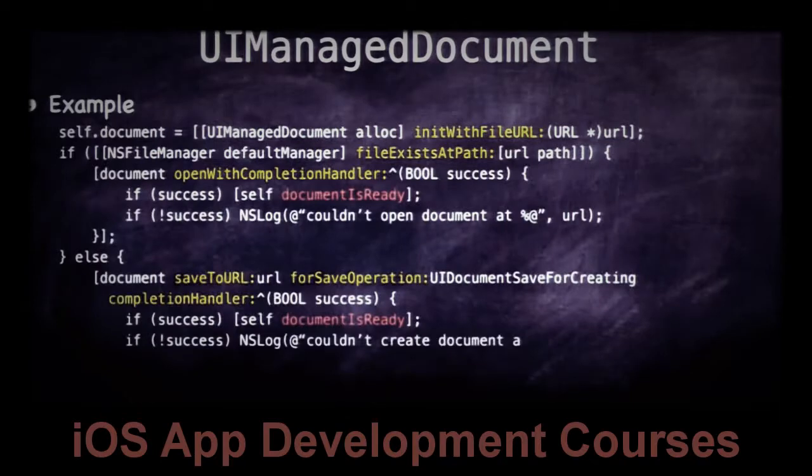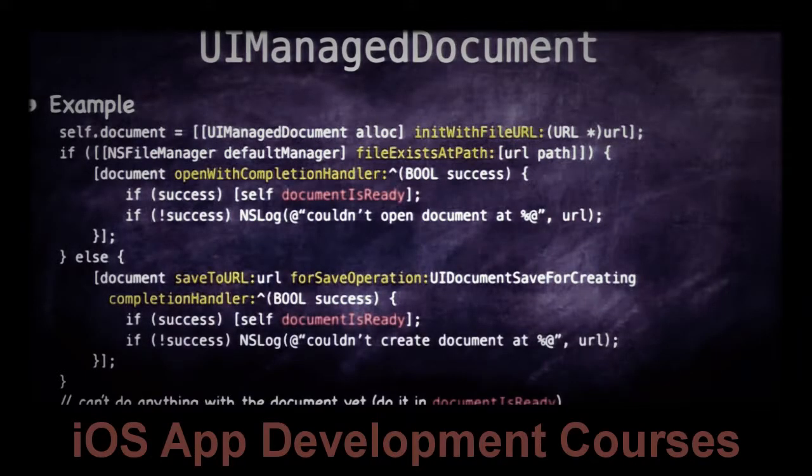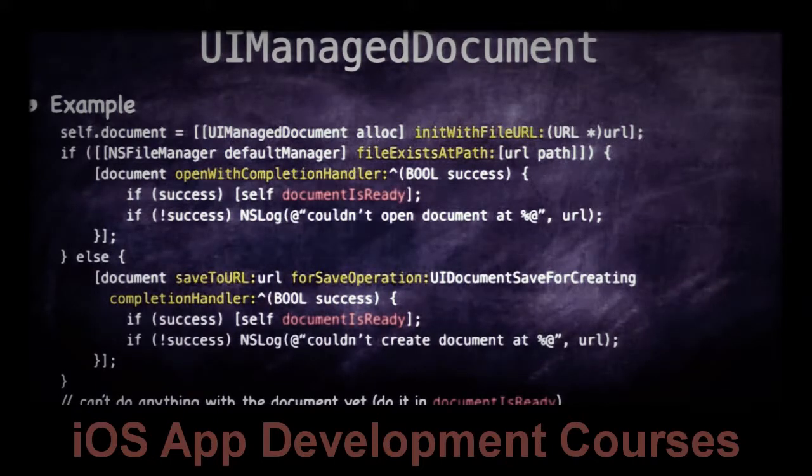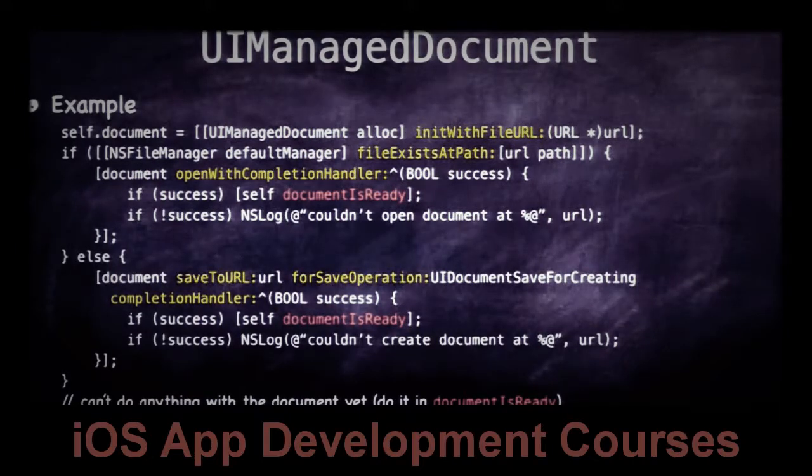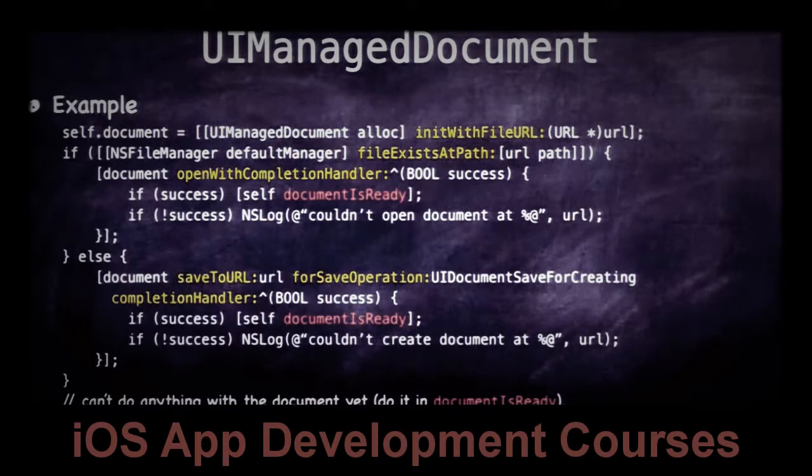All right, so let's talk about how this might look to see if the file exists, and if it does, open it, and if it doesn't, create it. It looks something like this. And inside that completion handler, if you successfully opened or successfully created it, you're going to call some method of yours. I've called it documentIsReady. You can call that method anything you want. That says, okay, the document's ready to go, now you can go use it, right?